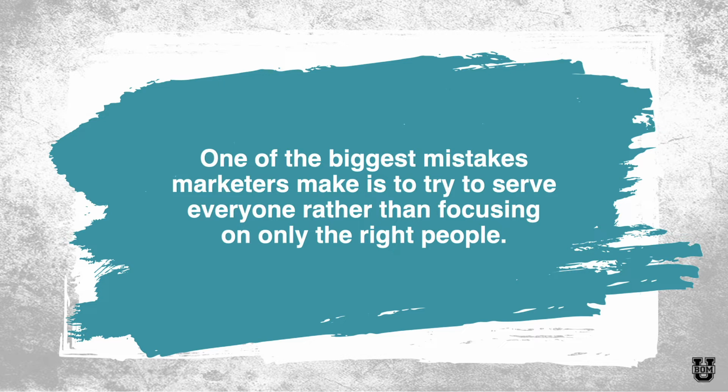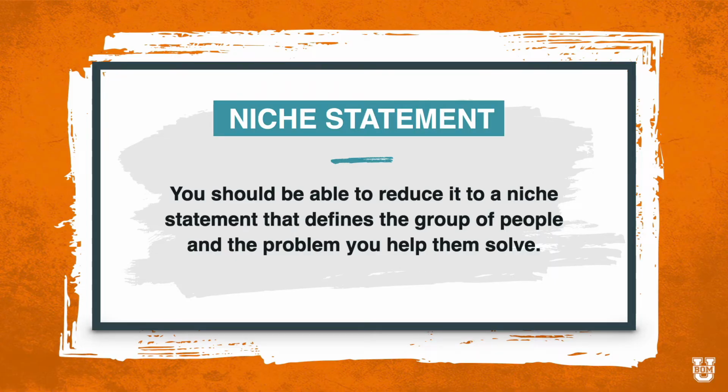So what you need to do is define a specific group of people that you serve and the problem you help them to fix. And this results in a niche statement where, again, you should be able to reduce it down to a niche statement that defines the group of people you serve and the problem you help them solve. And it should be specific, and the more specific, the better. So people who struggle with taking good pictures is not a group of people. Parents of young children would be getting better. You can see how we're getting more specific, how the problem sets are the same.